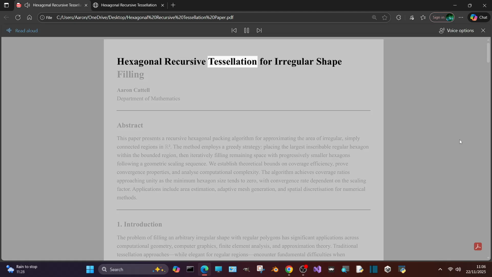Hexagonal recursive tessellation for irregular shape filling. Aaron Cattell, Department of Mathematics. Abstract.